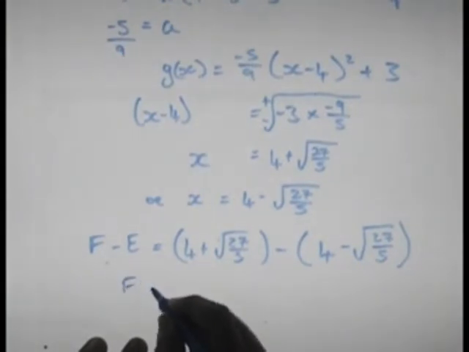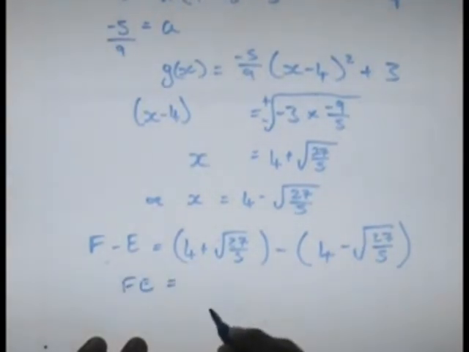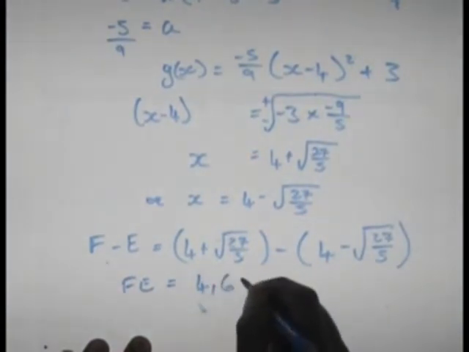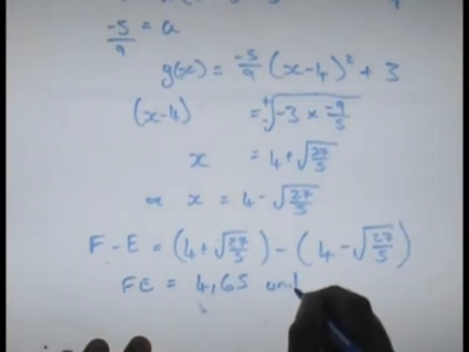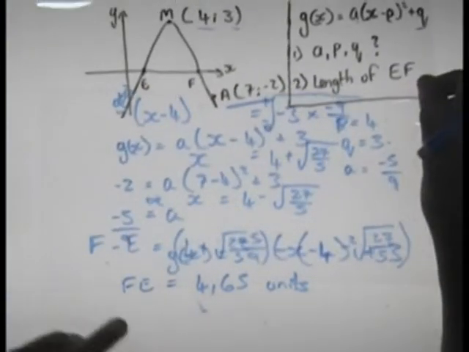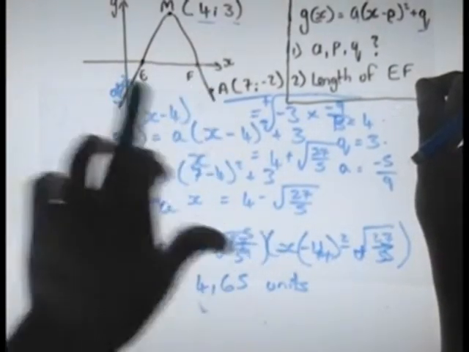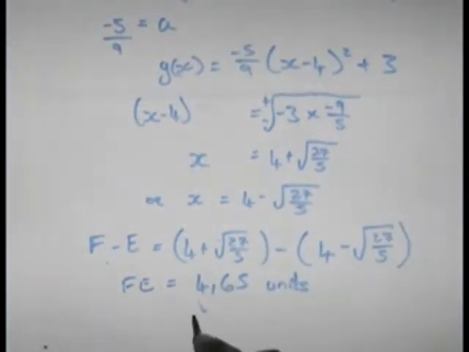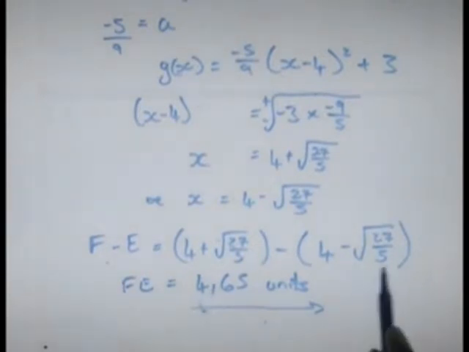That is going to give me an answer of FE being equal to 4.65 units. That means that there are 4.65 units between E and F. This here was easy to do if you've just plugged it into the calculator. Don't bother yourselves with long calculations.